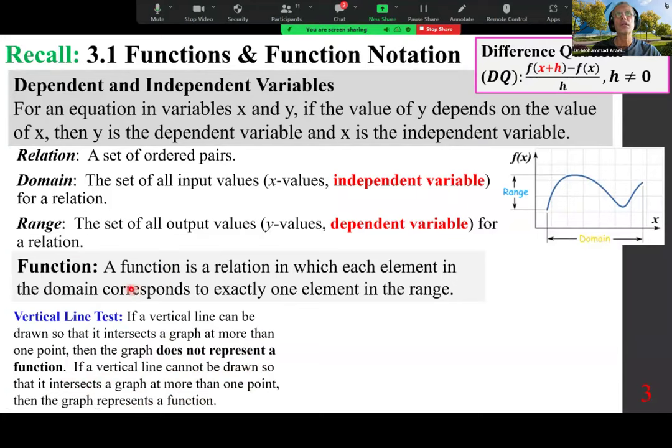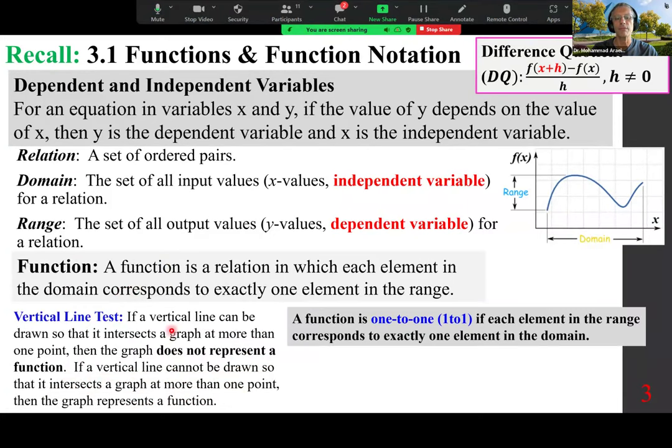In short, what is a function? The first variable, the x value, the independent variable, cannot repeat. And one way to check it is through the vertical line test.